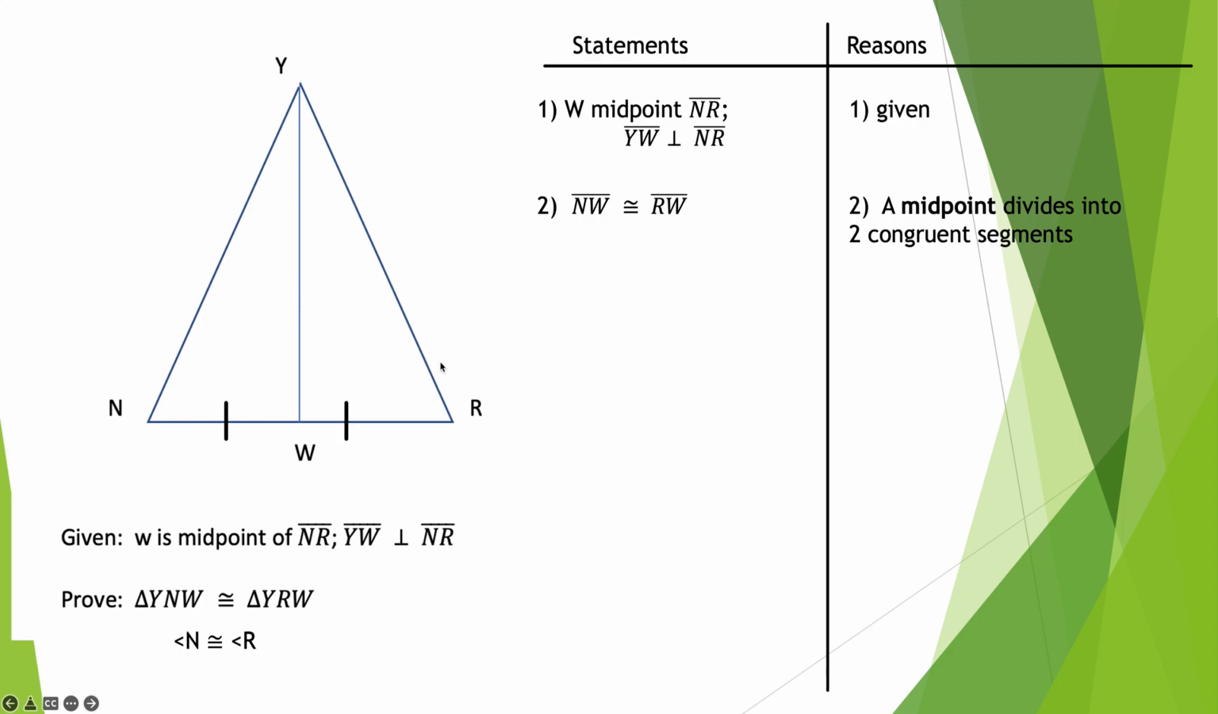Next up, step 3, I see perpendicular. Oh, I have to mark it, which I did. I see perpendicular. What kind of things are made by perpendicular lines? Right angles. Very good. There are my right angles, angles 1 and 2. So, step 3, angle 1 is congruent to angle 2 by perpendicular lines form congruent right angles. Okay, so I've got a side, I've got an angle.